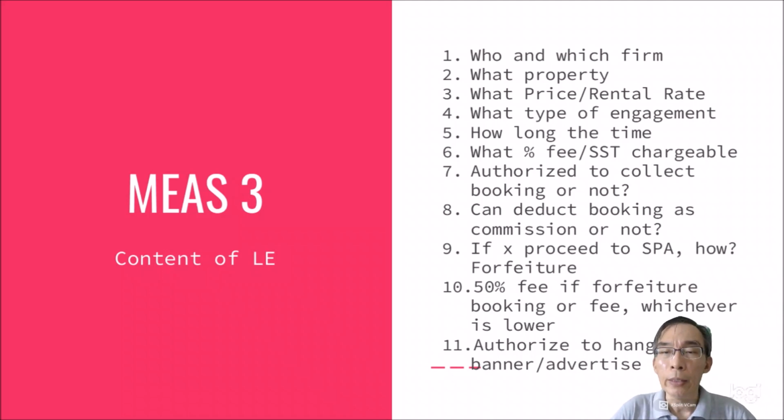And then of course, number 4, what type of engagement is very important. As I mentioned earlier, if it is not well defined, then it becomes a problem when a competing agent comes and cuts the deal.